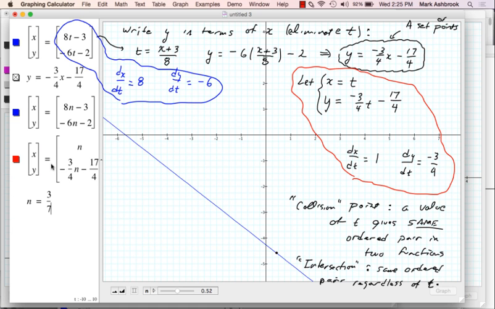Normally you would talk about intersection points for different sets of points. This is a little bit strange a situation because every point on this line is an intersection. Normally you'd have two curves with some points of intersection, and that's what you're interested in. And if it's a collision point, the same value of t in each function gives you that same ordered pair. Okay, let's do a new example. Any other questions on this?